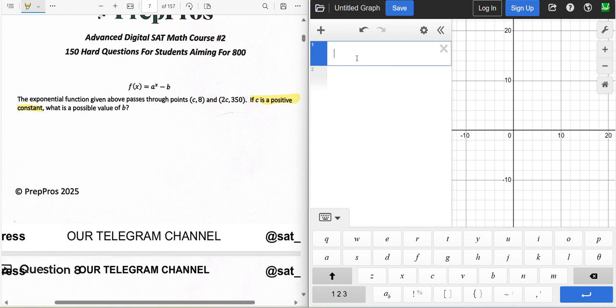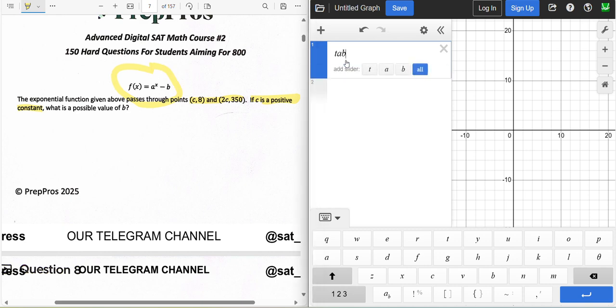So in this question, what the question has said is f(x) equals a to the power x minus b, and the exponential function given above passes through the points (c, 8) and (2c, 350). If c is a positive constant, what is the value of b? So what we need to understand here is that these 2 points are passing through this line.